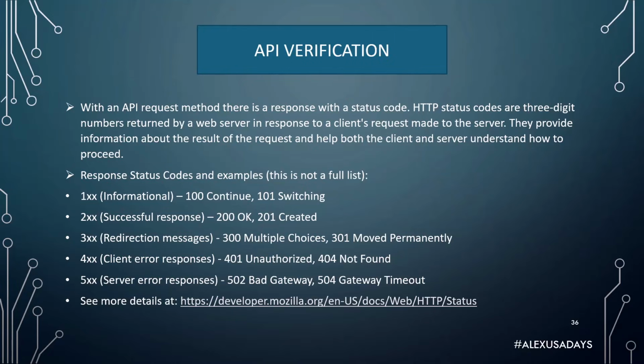500 errors are server error responses, so that would be something happening with the backend, with the server side, and it's not working properly. For example, 502 for bad gateway or 504 for gateway timeout. For more details, go to developer.mozilla.org and look for HTTP status codes. They have a pretty solid documentation with explanation on all the status codes, different methods, and so on. We're just going to use this as our introduction to get started.